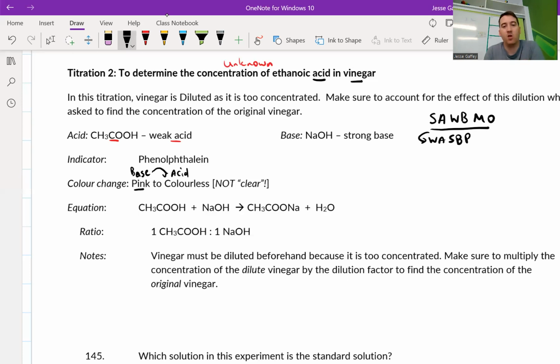Now it says here, note, do not say clear. The reason for this is some people say clear to mean colorless, but a solution can be blue and clear. Blue just means that it's a blue see-through solution, that there's no suspension, no precipitate floating in it. That means clear. But the solution is not colorless, it's blue. So clear and colorless are not the same thing. You will not get the marks for saying clear. Notice the ratio here of the two reactants is 1:1.